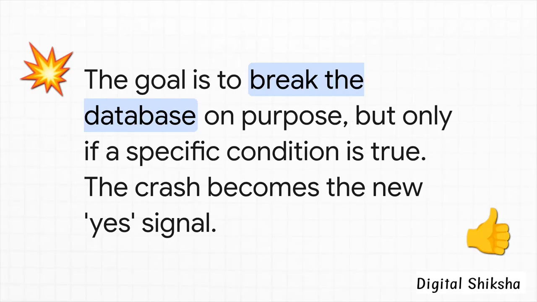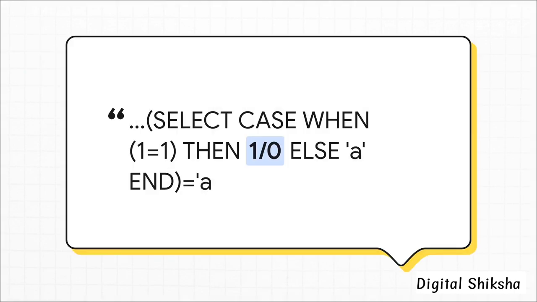So the first escalation is to try and break the database on purpose. But, and this is the key, only if a specific condition is true. If they can make the application crash or show an error page, that crash becomes their new yes signal. They'll use a sneaky piece of code like this. It's designed to fail by asking the database to do something impossible, like divide by 0, which always causes an error. But it only does that if the attacker's hidden question, in this case 1=1, is true. If the page breaks, they know the answer is yes.